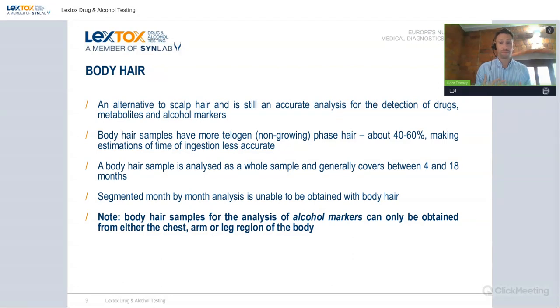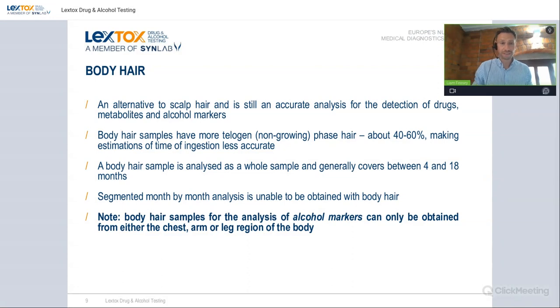So with body hair, about 40 to 60% is in this resting or non-growing phase. So therefore, a greater proportion is picking up hair which has stopped growing from an earlier time. So we have to take this into account when estimating that time period. Generally, a body hair sample covers between 4 and 18 months. That does depend on where the body hair is collected and how long the body hair is. So we can't segment body hair into the month by month analysis that we can do with scalp hair. We have to analyze it as an overview sample, as a whole sample, and provide that more approximate time period.